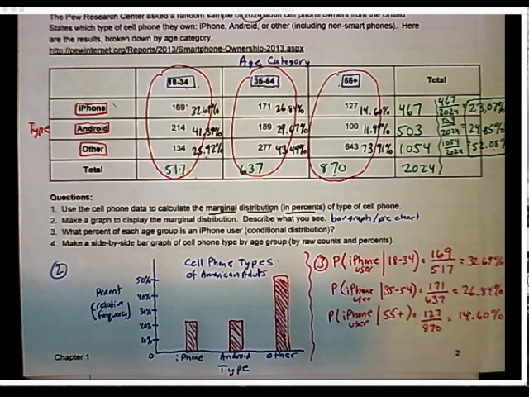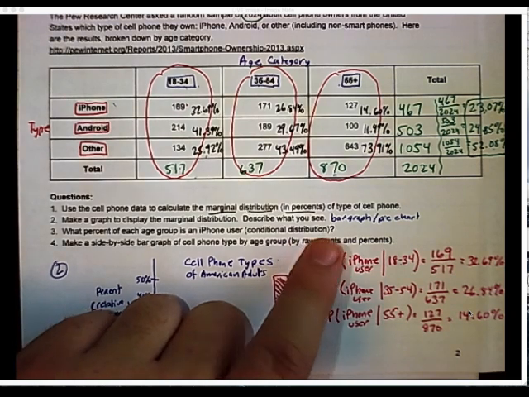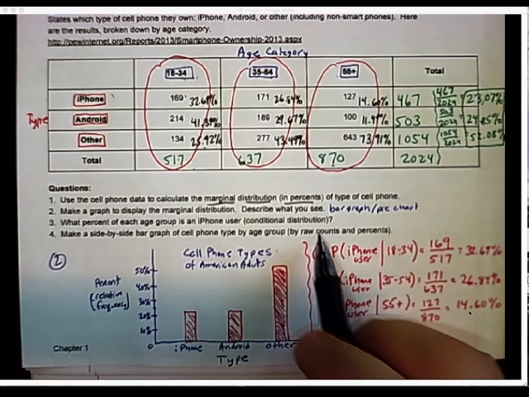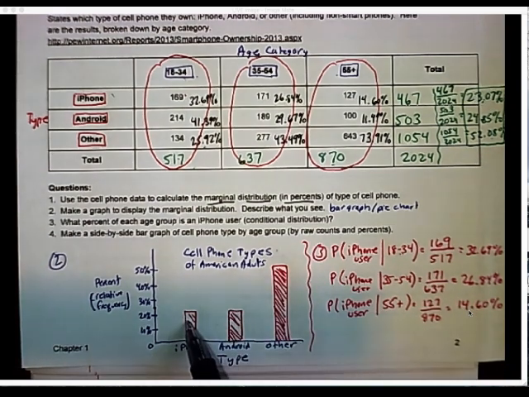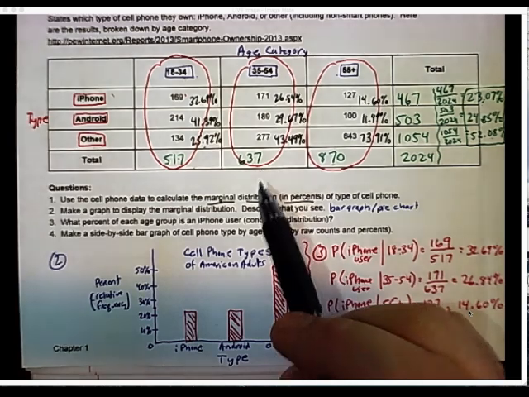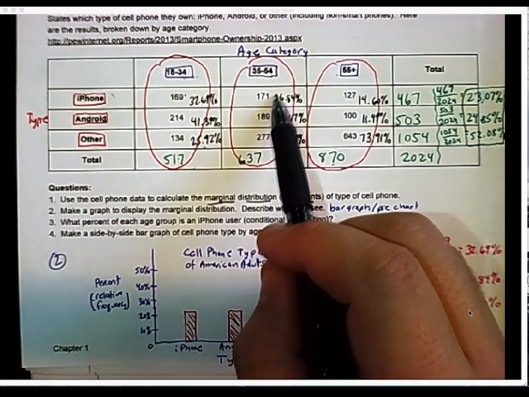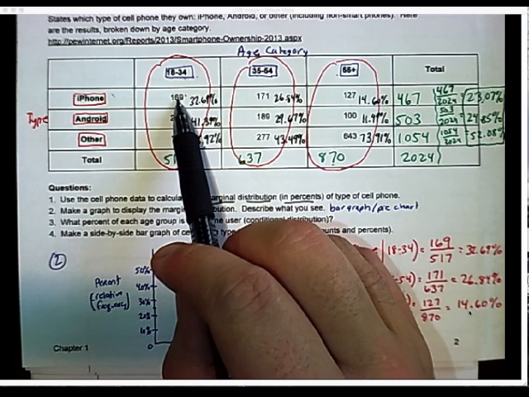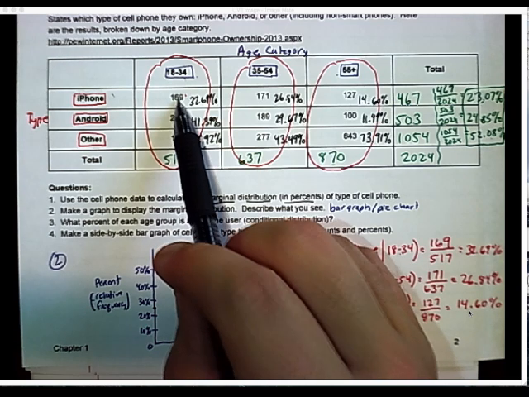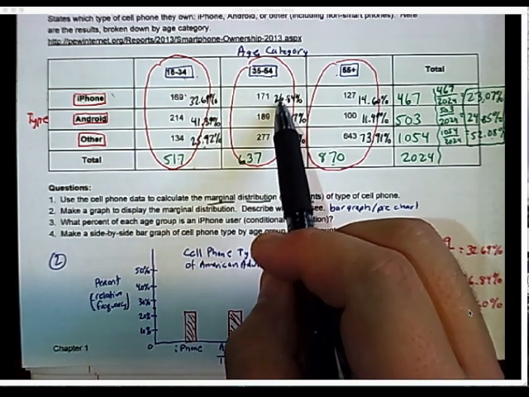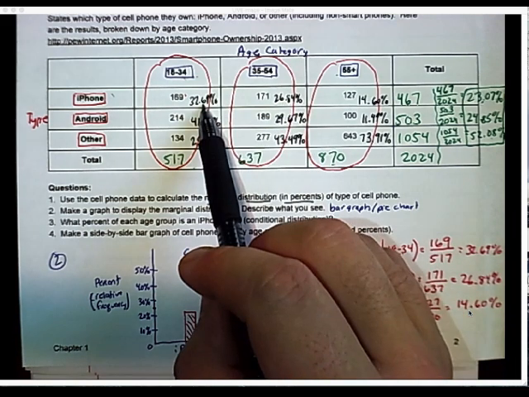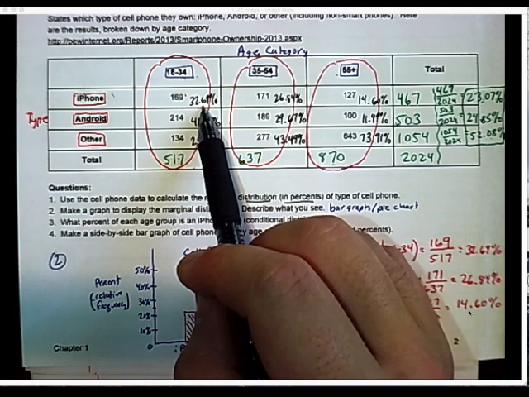Number 4, it says make a side-by-side bar graph of cell phone type by age group by raw counts and percents. Well, I'm not going to do it by raw counts, and I'm going to tell you why. If we do things by raw counts, things are not relative to each other anymore. So for example, if I just did it by raw counts, 171, that bar would go higher than 169. But in terms of relative percents, in this age group, this is only 26% of the age group, while it's 32.69% of this age group.